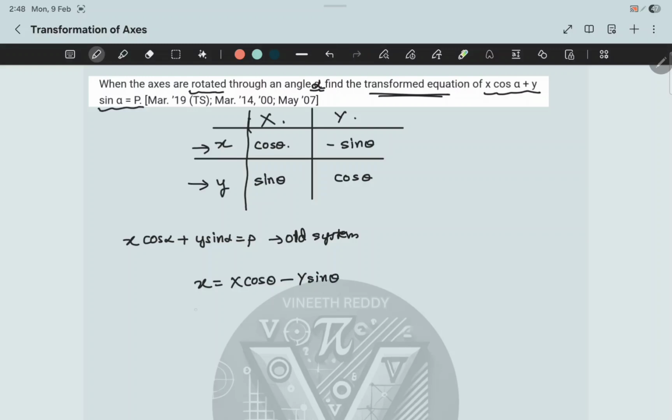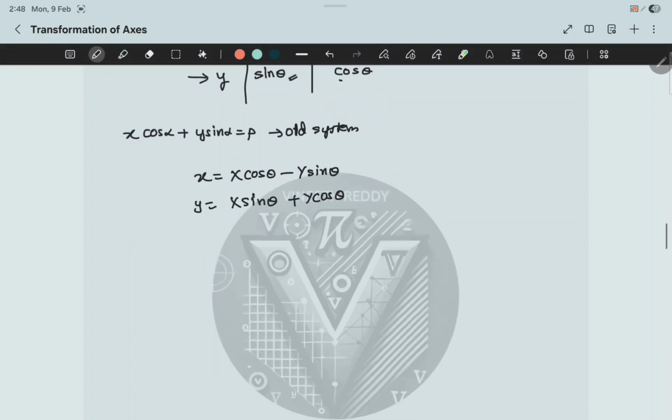And next, small y will be equal to X multiplied by sin theta, so X sin theta, and then Y multiplied by cos theta. So it should be plus Y cos theta. And what is theta equal to here? Theta is equal to alpha in this question. So we get small x equals X cos alpha minus Y sin alpha, and small y equals X sin alpha plus Y cos alpha.